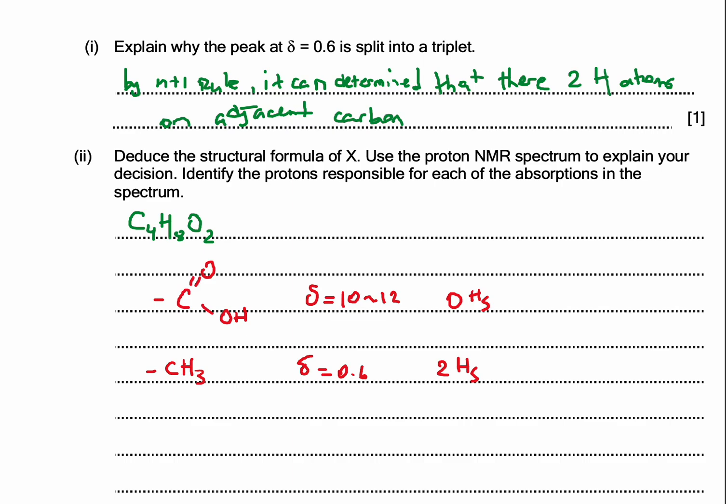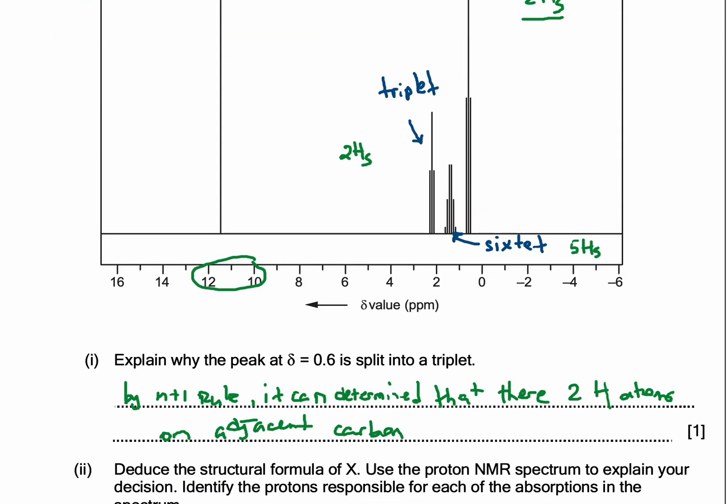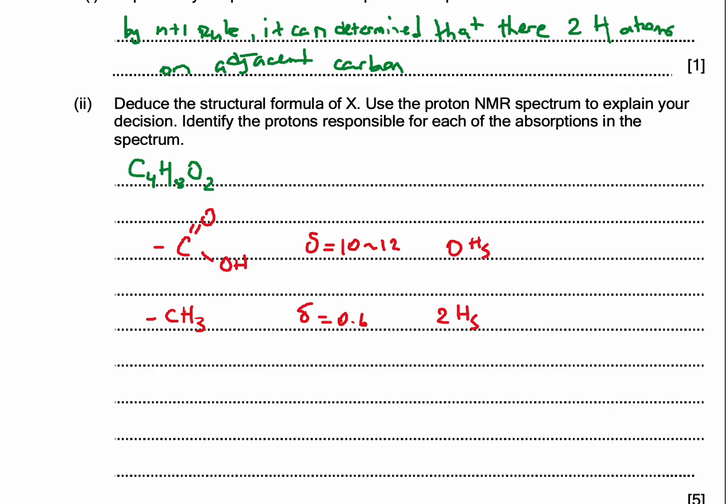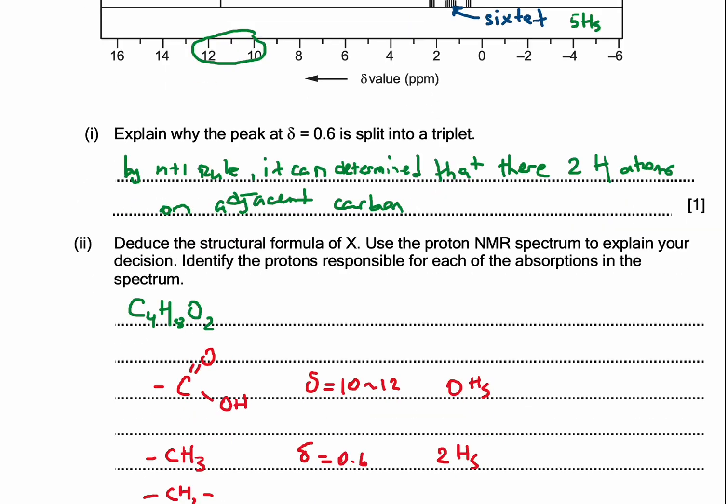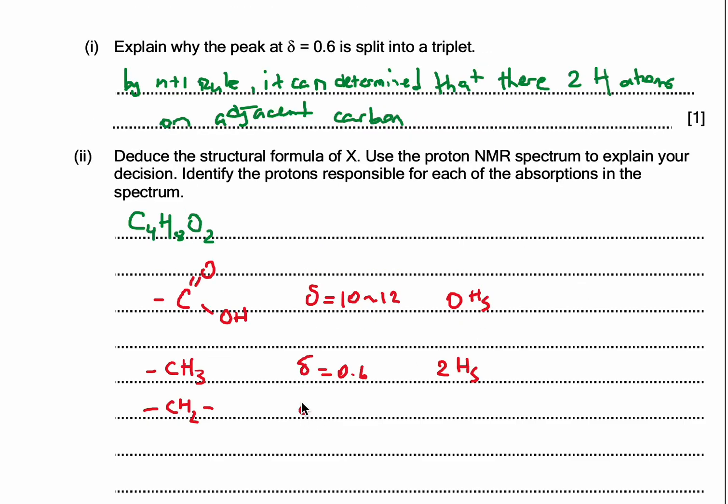Okay, now let's see the second one. A sextet means 5 hydrogens on adjacent carbons, so it can be CH2, with hydrogens on both sides. This value is around 1.5. So on both sides we have hydrogens.